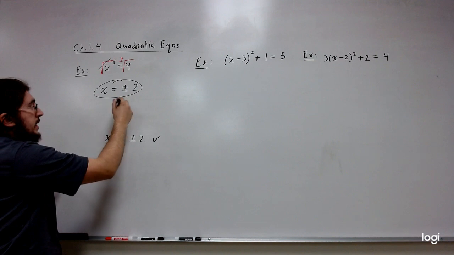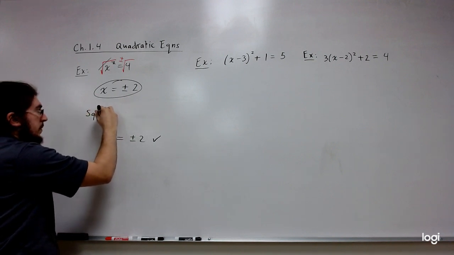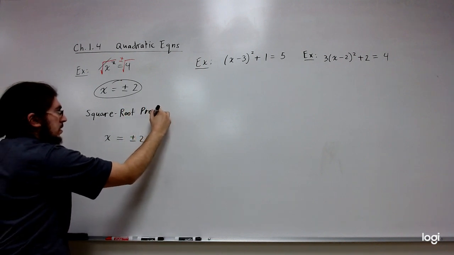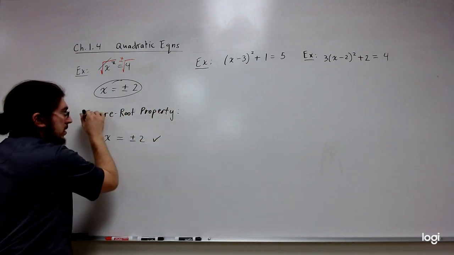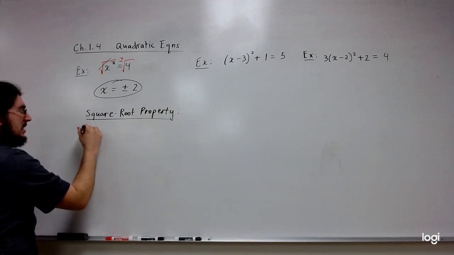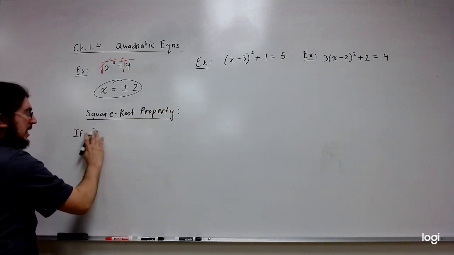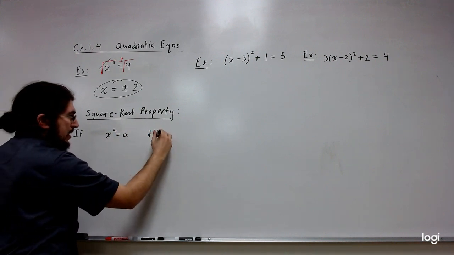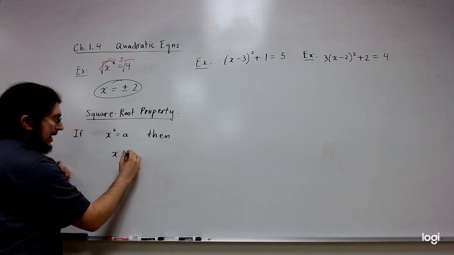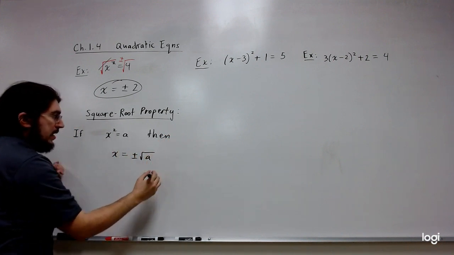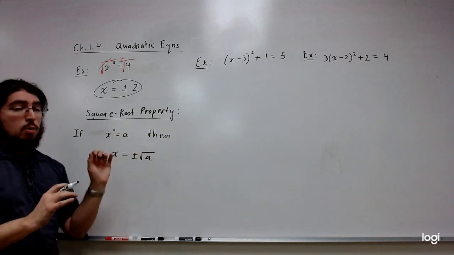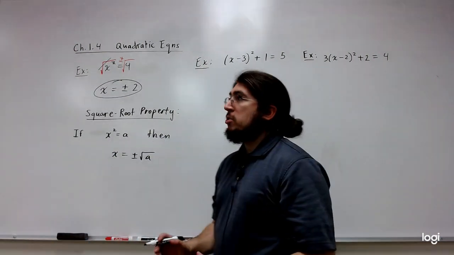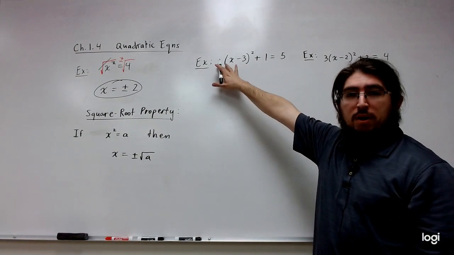By the way, this property is called the square root property. So let me just write it out. The square root property says the following. It says that if x squared is equal to a, then that means x is equal to plus or minus the square root of a. So that's the property I'm going to be applying here. Square rooting both sides gives a plus or minus on one side. That's all it says.